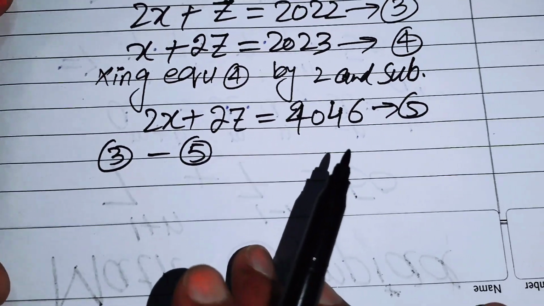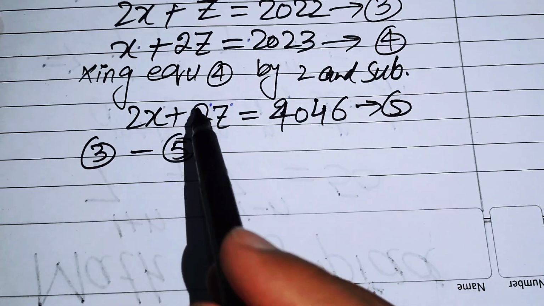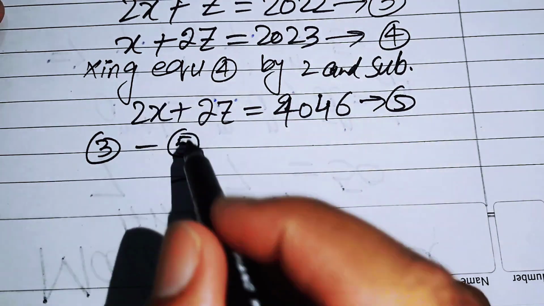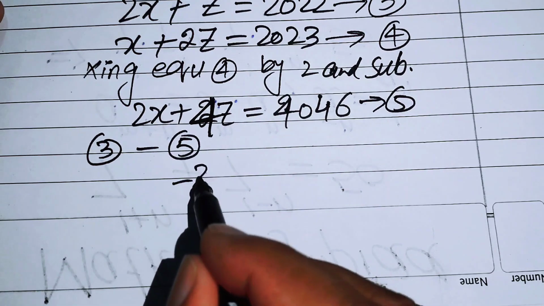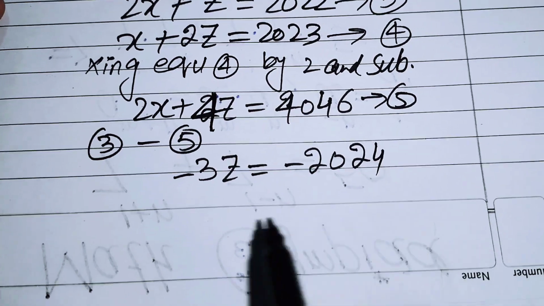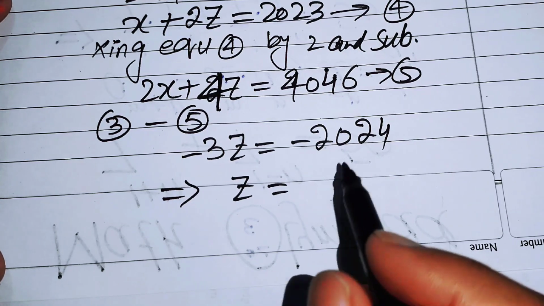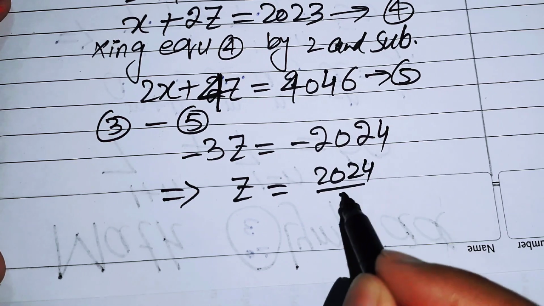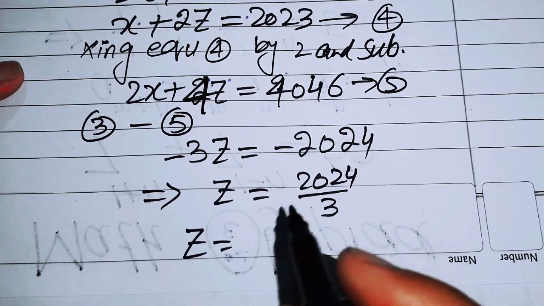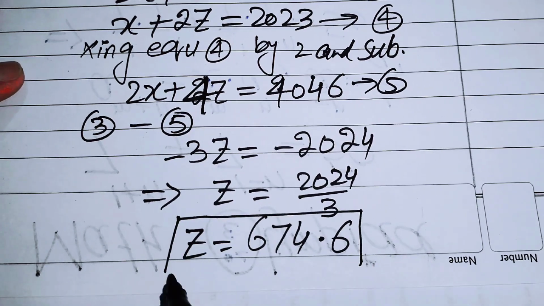Now you subtract equation number 3 and 5. Because 2x is the same in both, you get minus 3z equals minus 2024, and here you get the value of z equals 2024 over 3, which is 674.6. So this is the second value of z.